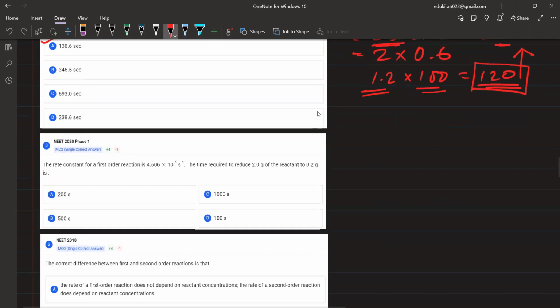Write this one. The rate constant for a first order reaction is this much. This is again K. Time required to reduce 2 gram of the reactant to 0.2 gram. Okay, this is even easier.